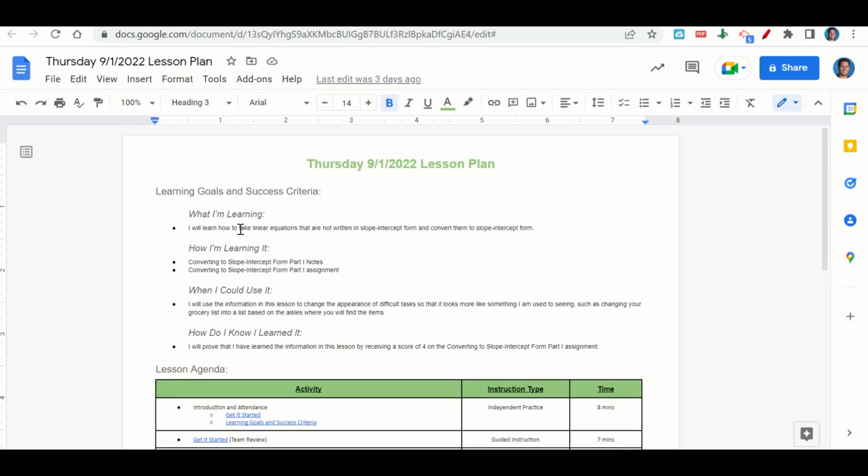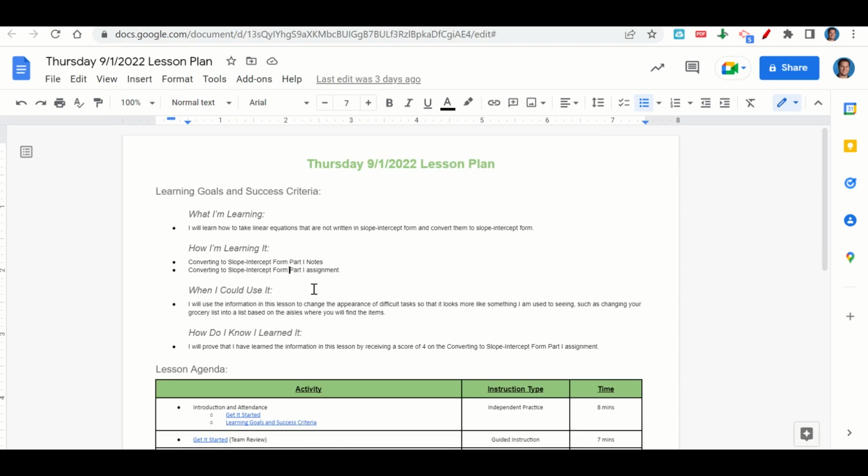First, what are we learning? How to take linear equations that are not written in slope-intercept form and convert them to slope-intercept form. How are we learning it? Through the Converting to Slope-Intercept Form Part 1 notes and the Converting to Slope-Intercept Form Part 1 assignment.